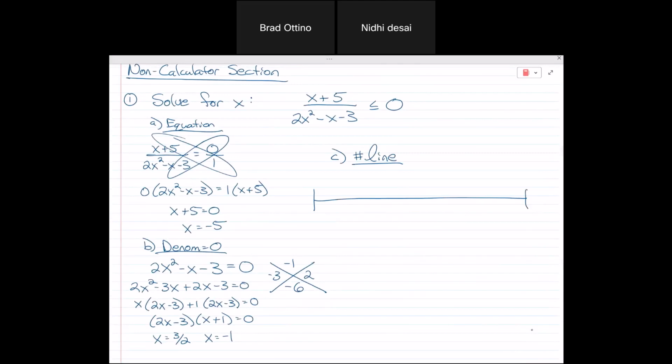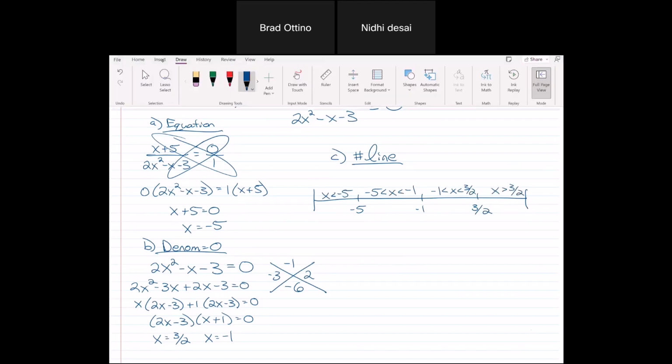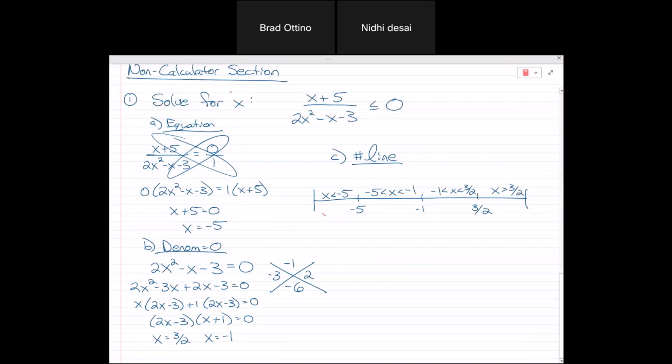And it looks like we have 3 values we're going to use. We'll plug them in order. So negative 5, negative 1, and 3 halves. We're going to test values less than negative 5, between negative 5 and negative 1, between negative 1 and 3 halves, and then numbers bigger than 3 halves. So I could use negative 6 for this region, negative 2, 0, and then 2. And I'm going to plug these numbers in over here.